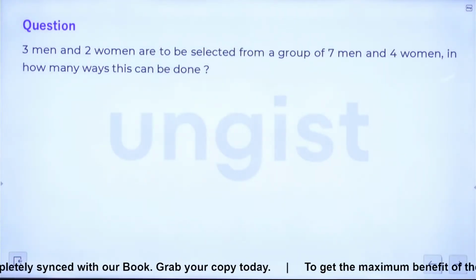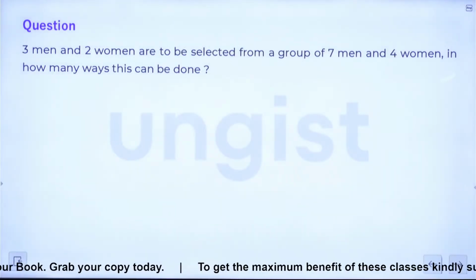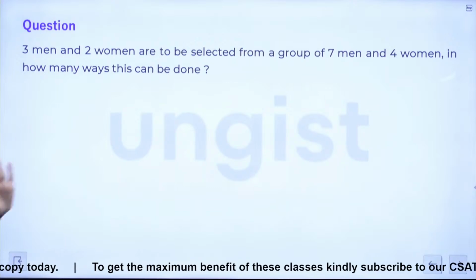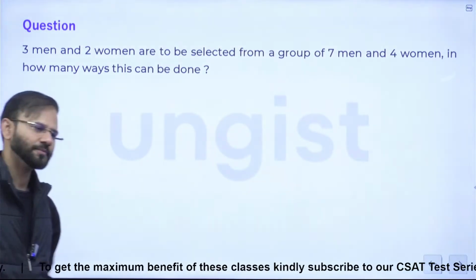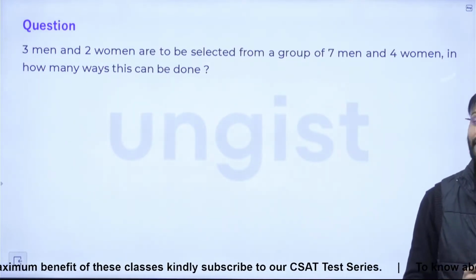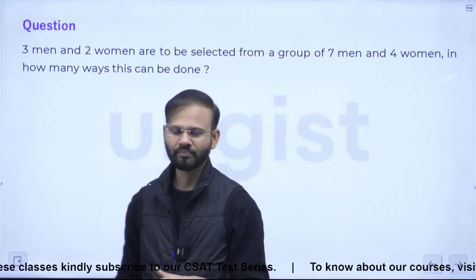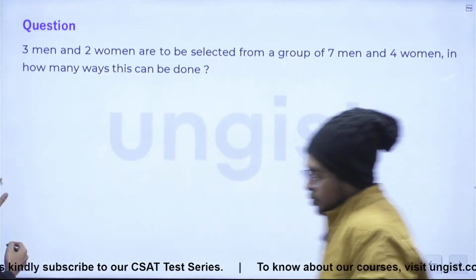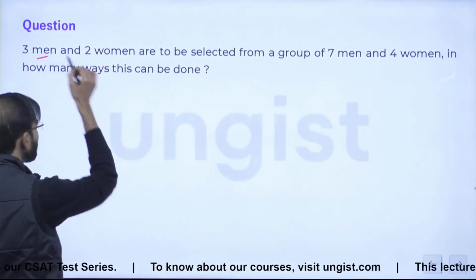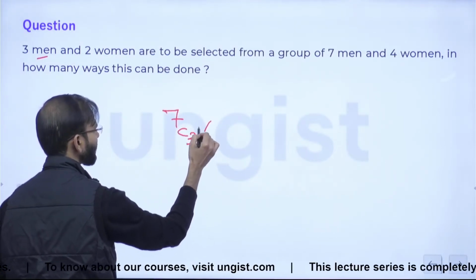So anyways, guys, after that, just tell me the answer like this. This into this. Yeah, everyone? 7C3 into 4C2. Okay, 7C3. Everybody, this is 7 men. We need 3 men out of 7 men. So this is 7C3.